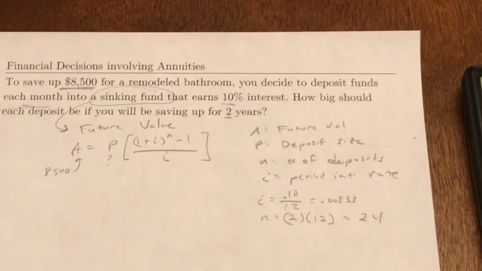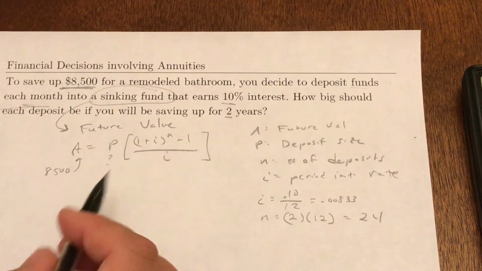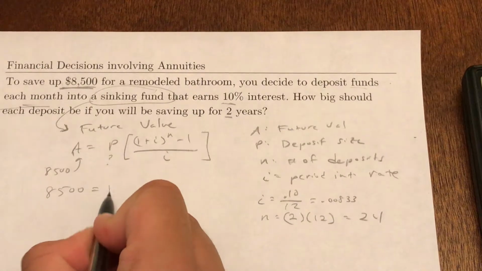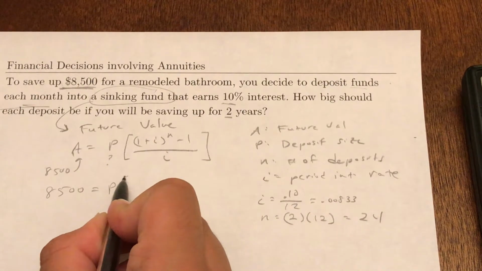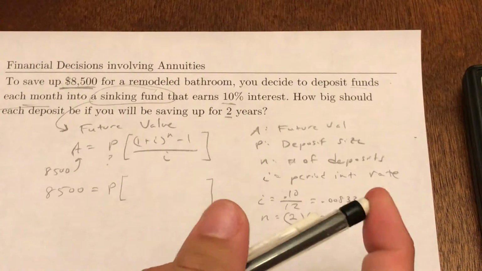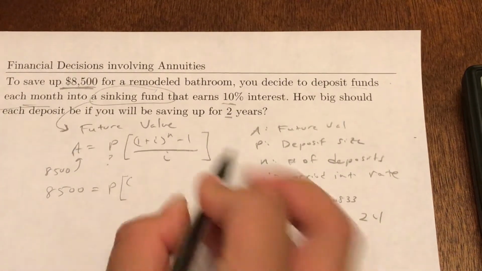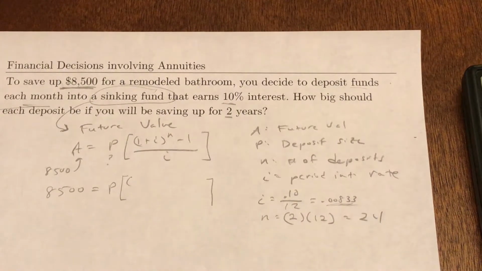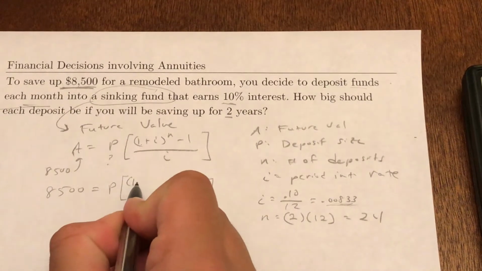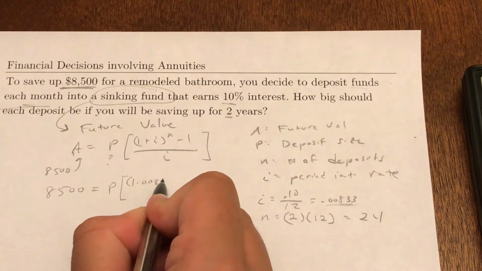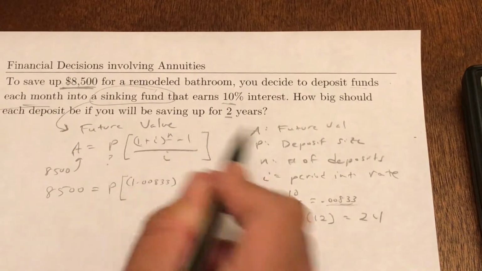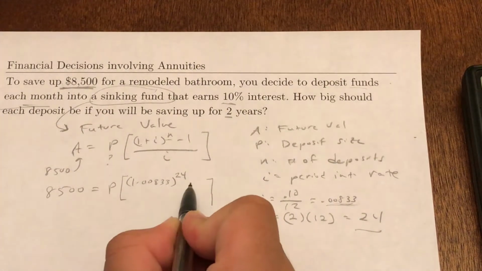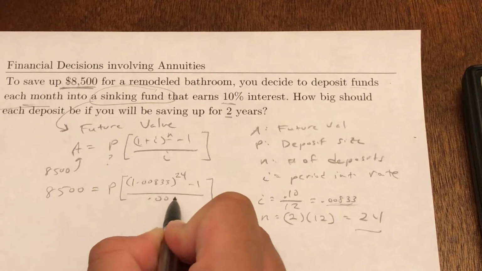So plug everything in. You'll notice that we're looking for P, so we got to rearrange things slightly, but nothing too complicated. 8,500 is the future value we want. The question is, how much money should we deposit each month for 2 years to accomplish that? Going to go ahead and add 1 plus this small rate here, so 1.00833 raised to the 24th power, because that's how many deposits I'm putting in, minus 1, over that rate again.